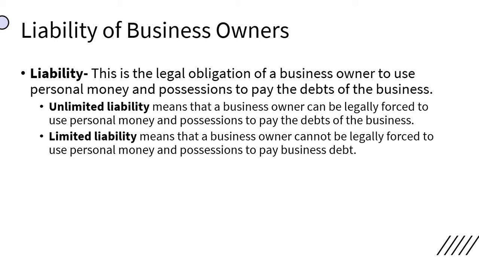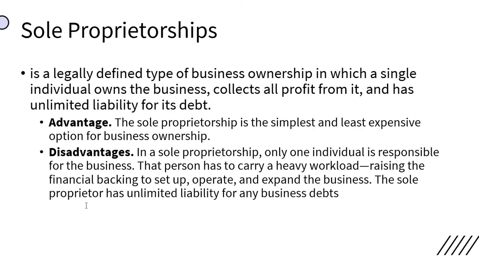Okay? Business owners with limited liability only risk the money specifically invested in their business. Whatever the business earns, that's all they put in. While with unlimited liability, there may be several problems or legal responsibilities that they need to pay. Okay? So, now since we understand what liability is, let's proceed to the first type of business ownership.